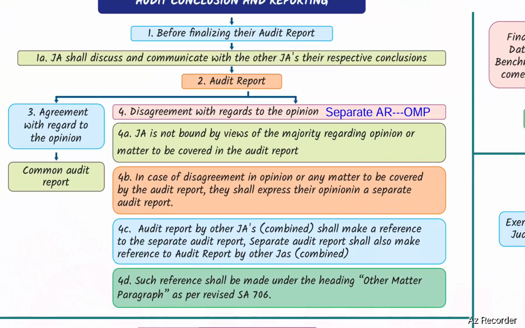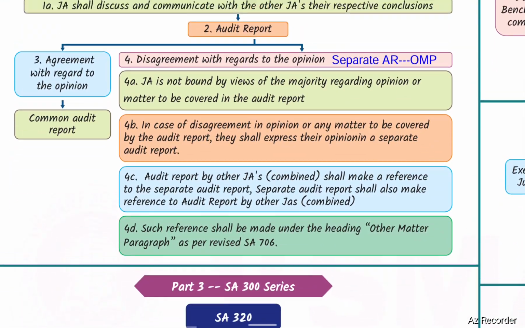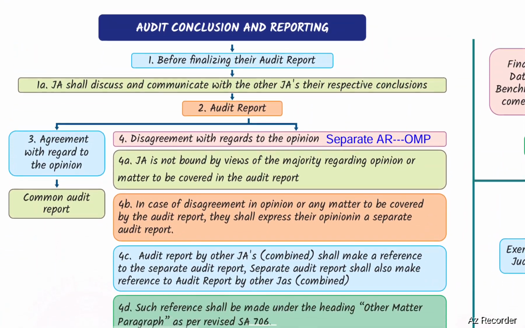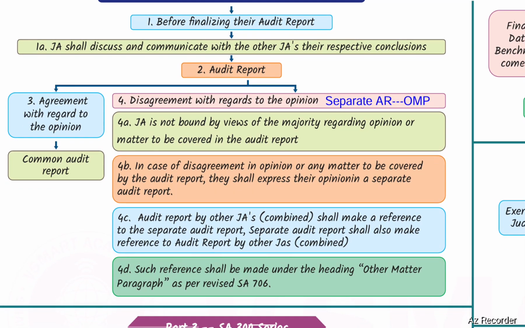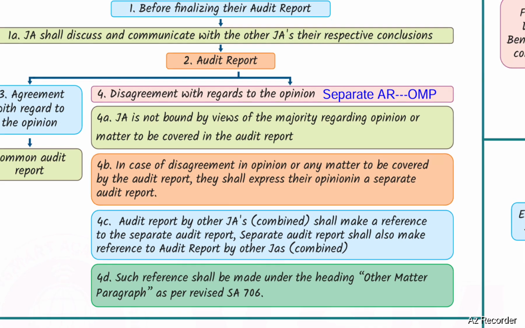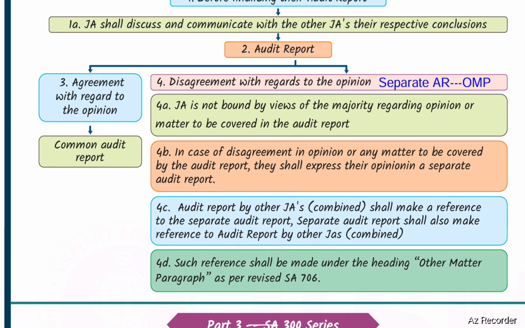Next, audit conclusion and reporting. Before finalizing their audit report, joint auditors shall discuss and communicate with other joint auditors their respective conclusions. Audit report: if the joint auditors agree with regard to the opinion, then a common audit report will be given.